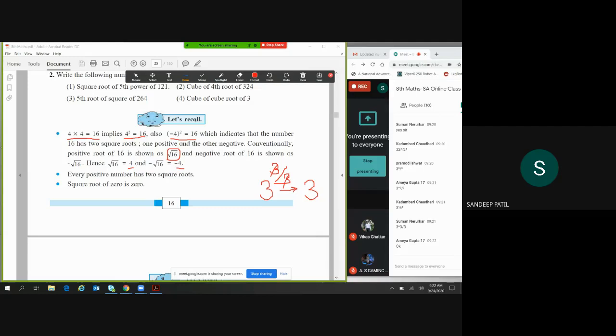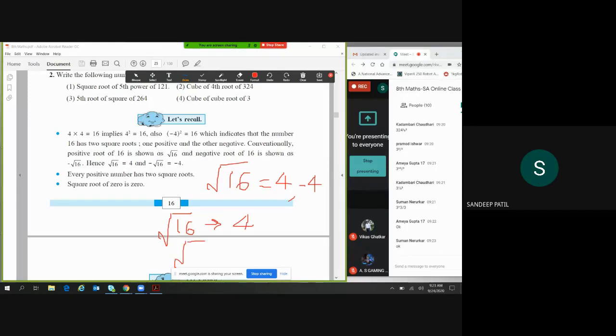The positive root of 16 is shown as the square root of 16. The book has made a convention here that you will follow. Whenever they ask what is the root of 16, I told you it is 4 comma minus 4, but according to this book, if they ask the root of 16, you should write 4. If the minus is outside, not inside, please be careful, if they ask negative of root 16, then you should answer minus 4. That is the convention they are following.